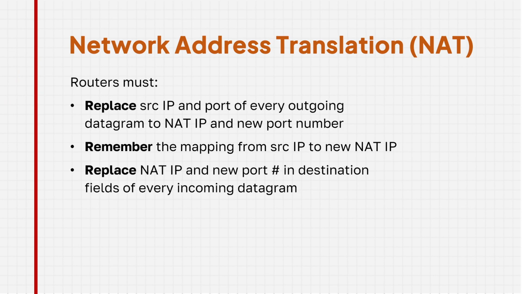There are 3 things that the router has to do. First, replace every outgoing source IP and port with the router's IP and the new port number assigned within the mapping. Then, remember the mapping, obviously. Afterwards, for any incoming datagram, remove the destination IP and port, and change them to the private IP and port to address the host within that subnet. So far, any questions?